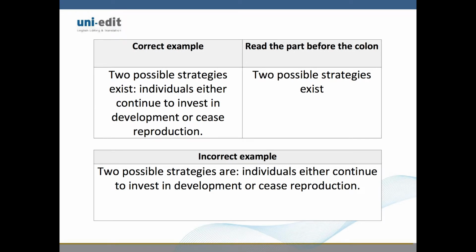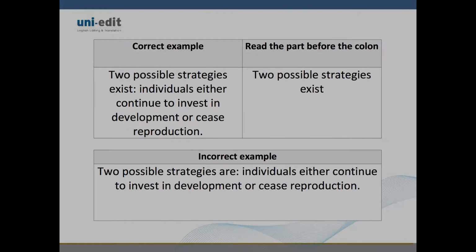Let's review some examples to explain what we mean. Correct example: Two possible strategies exist: individuals either continue to invest in development or cease reproduction. Read the part before the colon. Two possible strategies exist. Yes, this sounds like a complete sentence. Incorrect example: Two possible strategies are: individuals either continue to invest in development or cease reproduction. Incorrect, because the terms before the colon do not form a complete sentence.